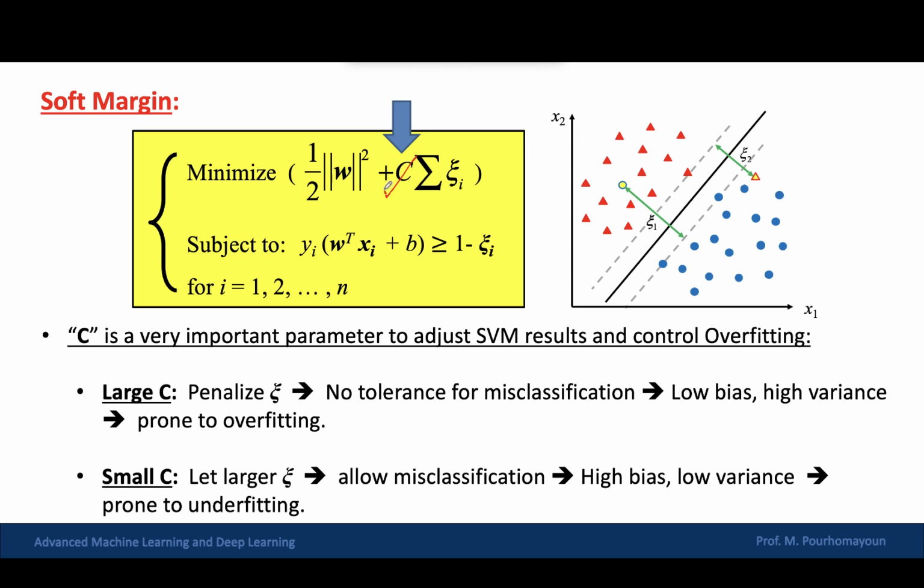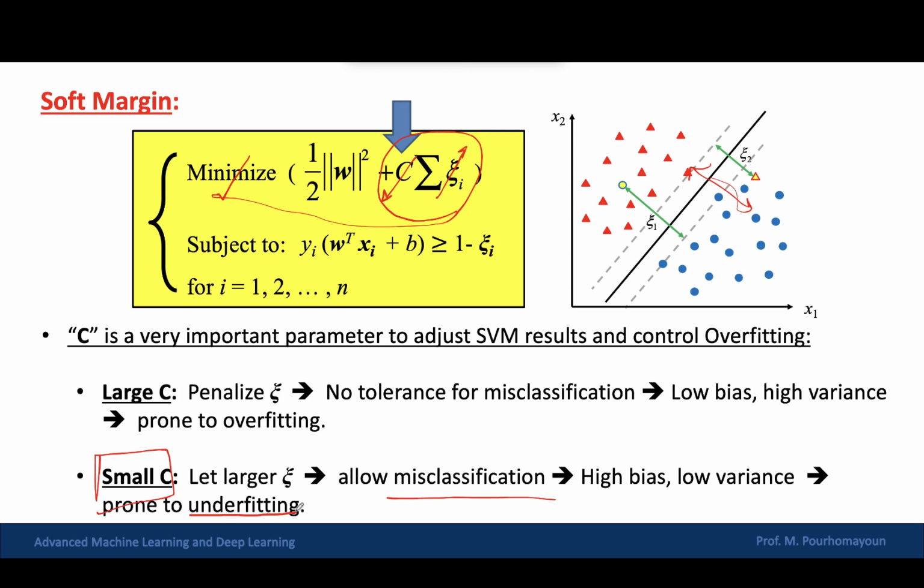So when you make this guy small, it will let you make xi a little larger so that this guy can satisfy this rule. Okay, so a smaller C right here means let larger xi allow for misclassification, so it's like increasing this value xi. High bias, low variance, it will be prone to underfitting.